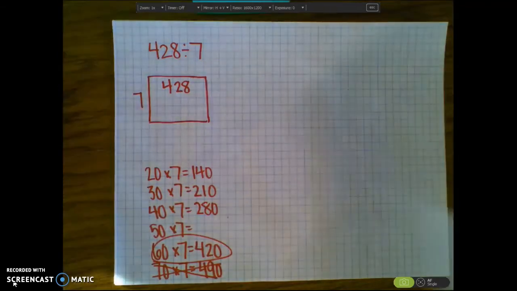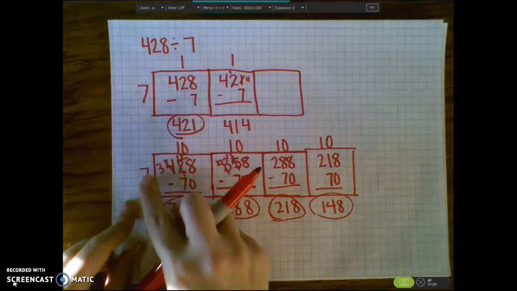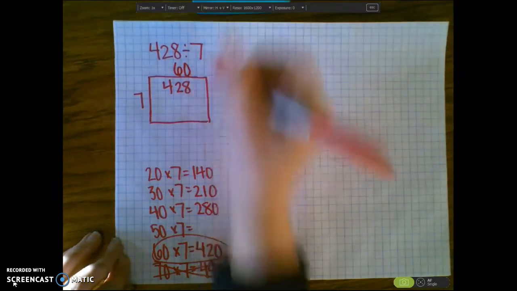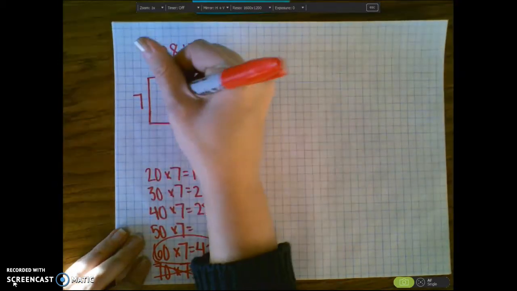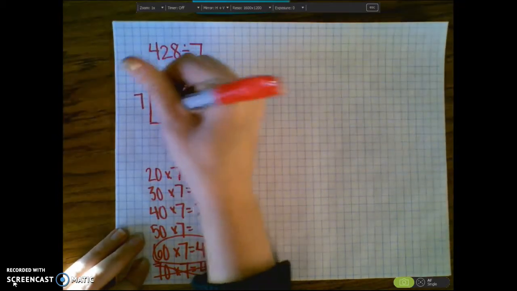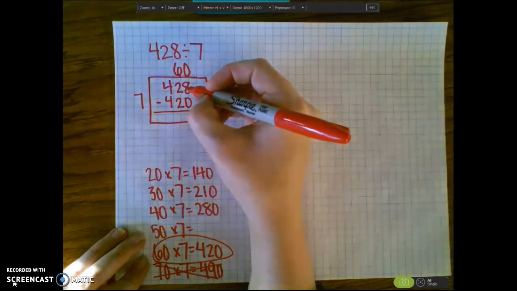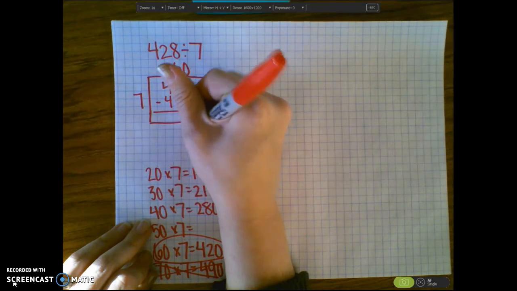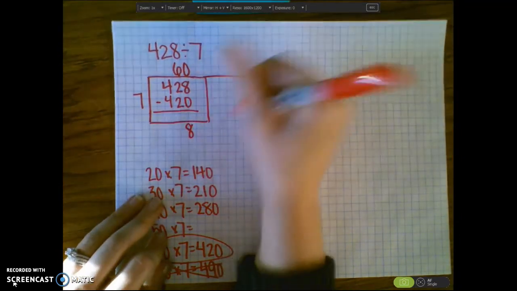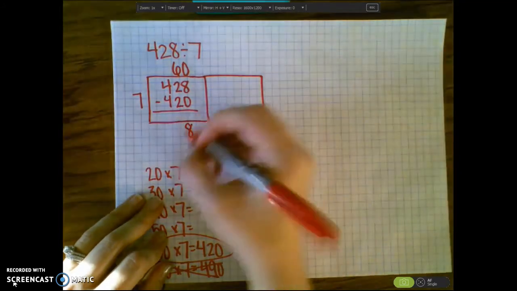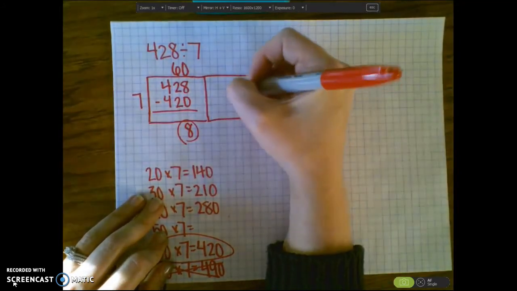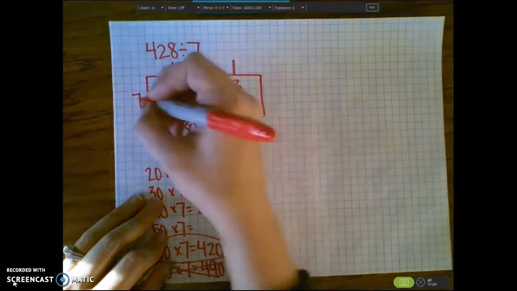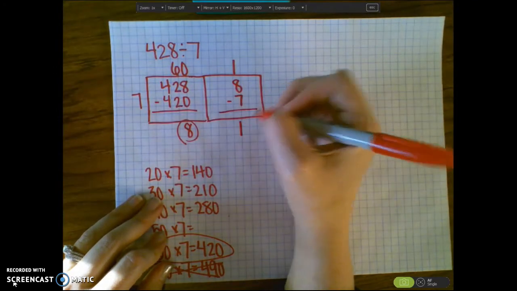And just like before, where I put my 10 and 10 groups of 7 was 70, here 60 groups of 7 is 420. Now I can subtract again. I take my dividend, take away the groups. 428 minus 420 is 8. I take my new dividend up to the top, and we all know that only one group of 7 will go into 8. 1 times 7 is 7. 8 minus 7 is 1.